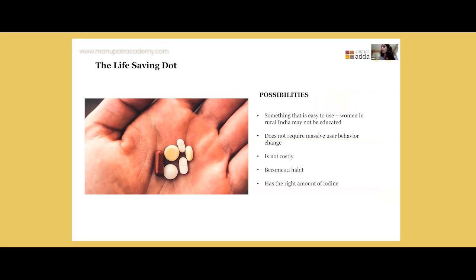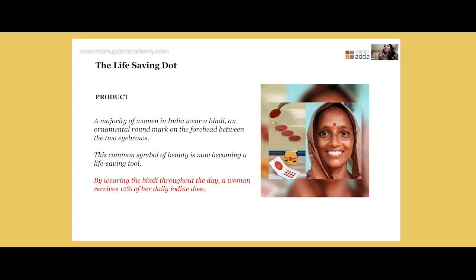Of course, pills are a way to go. A lot of supplements are available today in the form of pills. But is it the best way to supply this to women in rural India? Because ultimately, when we think of ideas for these women, it has to be something that's easy to use. It shouldn't change their behavior in a huge way. It should be inexpensive. It should be something that becomes a habit very easily, and something that ensures that they don't overdose.